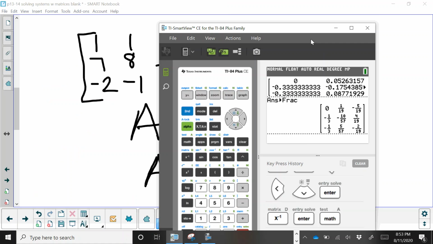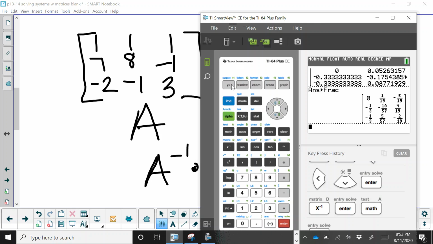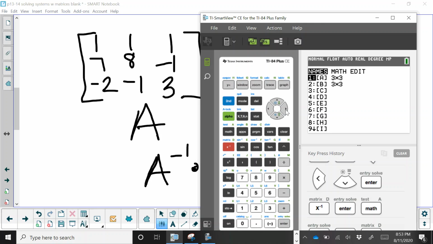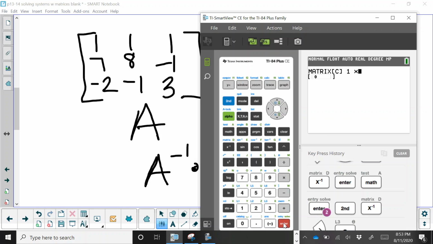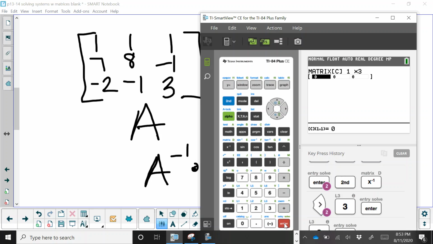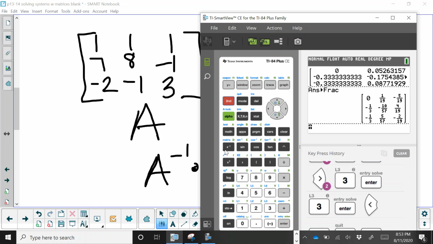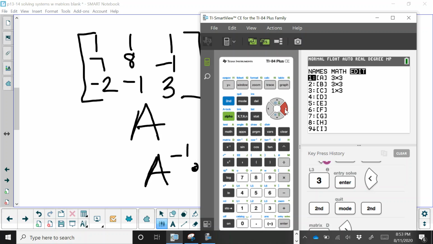Okay, so the first thing I'm going to do is second matrix. I'm going to go over and edit a 3 by 3 matrix because that's going to be A, my coefficients. So 3 by 3, which was already set up. Oops, I did a 1 by 3. Let's go back. Oh, I created a third one. I didn't want to do that.